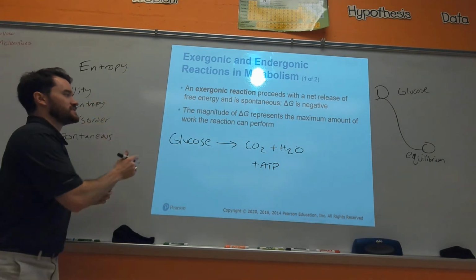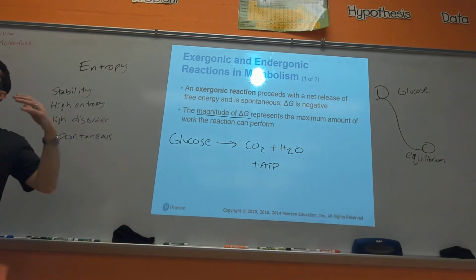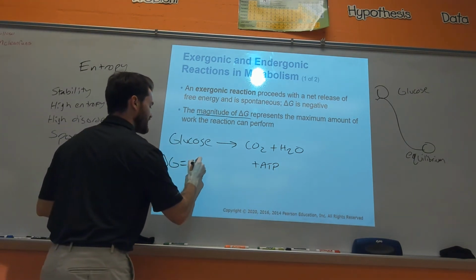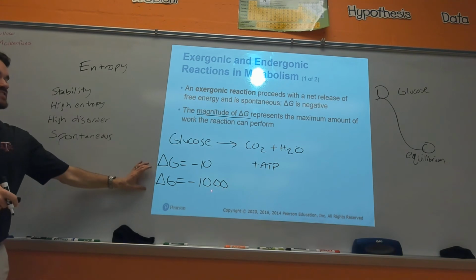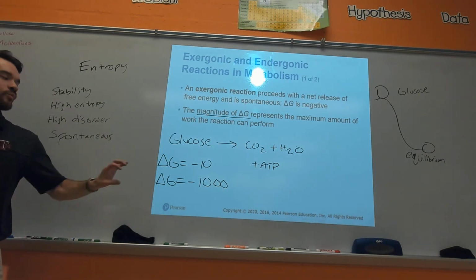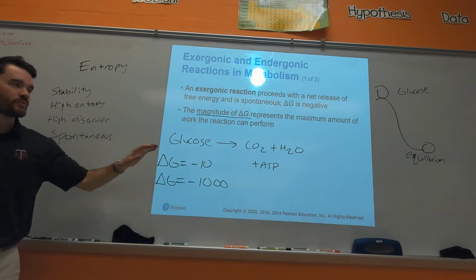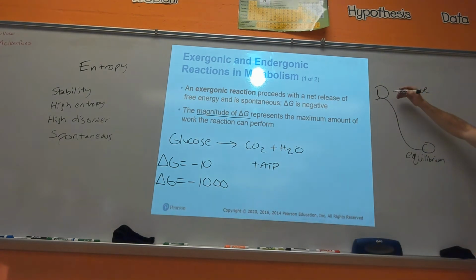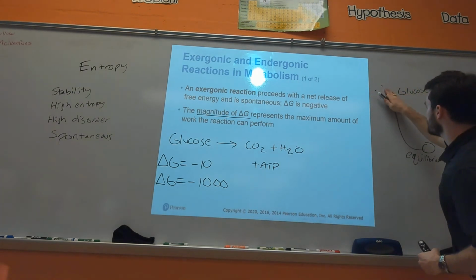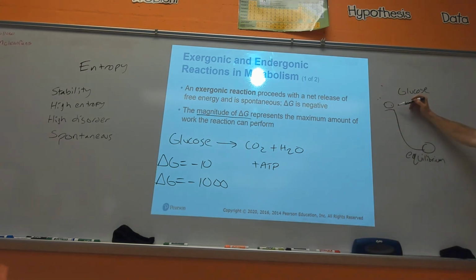And this is key, the magnitude of delta G. How large that delta G is, meaning if it was a delta G of negative 10 versus a delta G of negative 1,000, the negative 1,000 would mean we're releasing more energy. This added free energy we could use to do more work. Comparing it to our ball on a hill example, maybe this is a delta G of negative 1,000, but let's say I made the hill smaller. This would still release free energy, but because we're starting at a smaller spot, you're going to get less free energy out of it. So you can do less work with it.